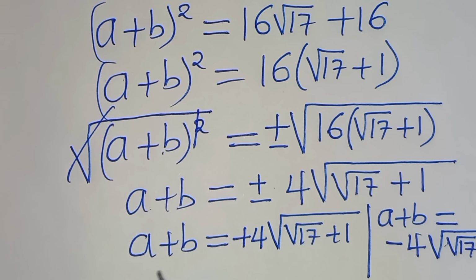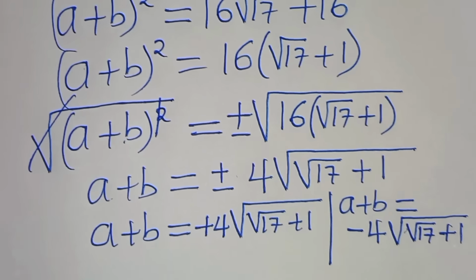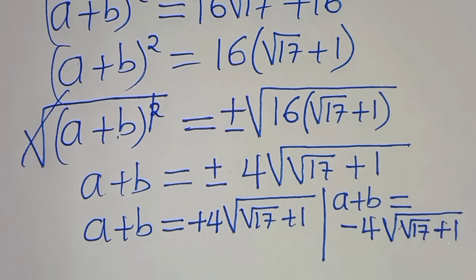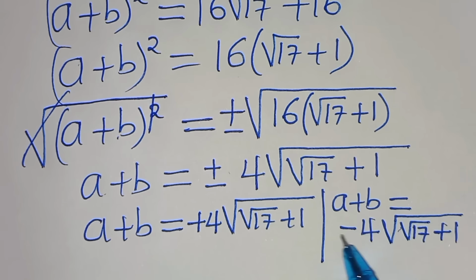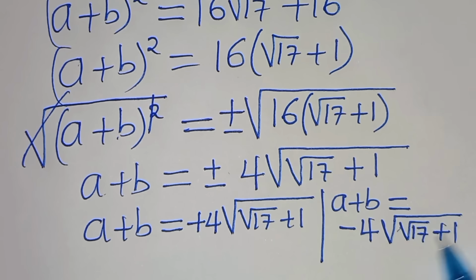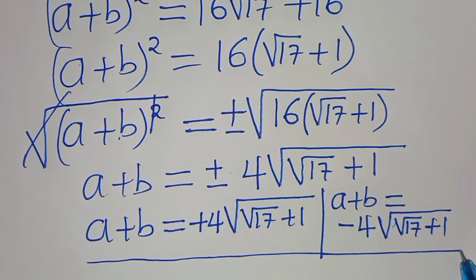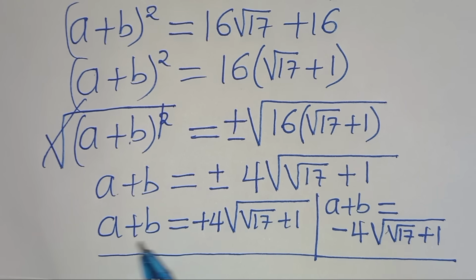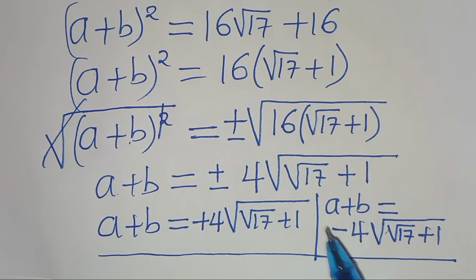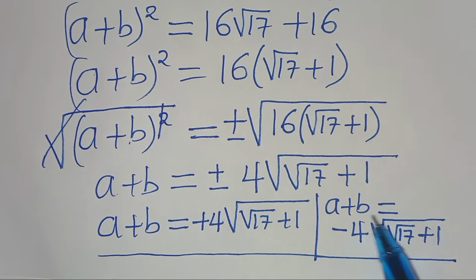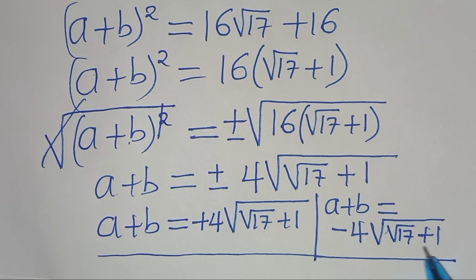So these are two values of a plus b. That is positive 4 square root of root 17 plus 1, and a plus b is also minus 4 square root of root 17 plus 1.